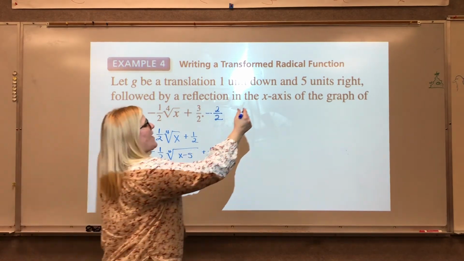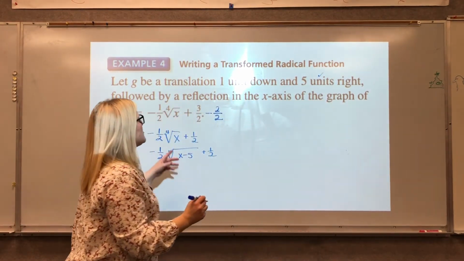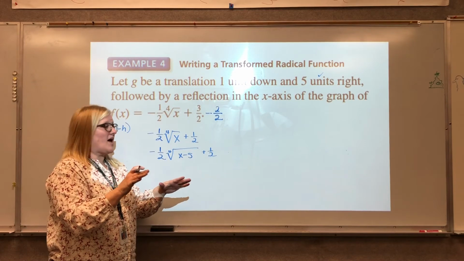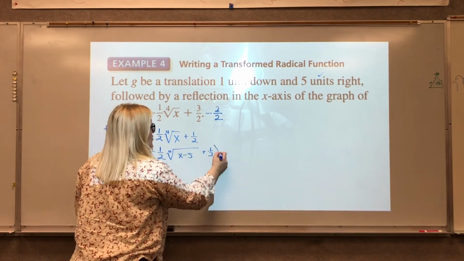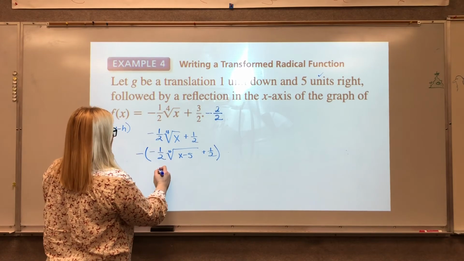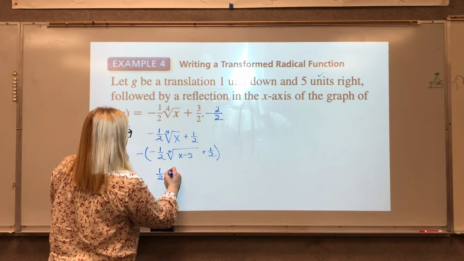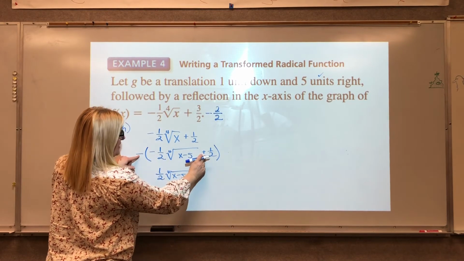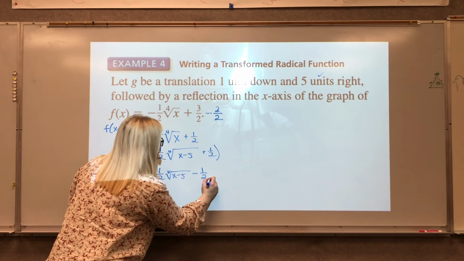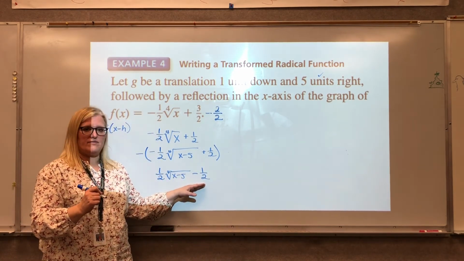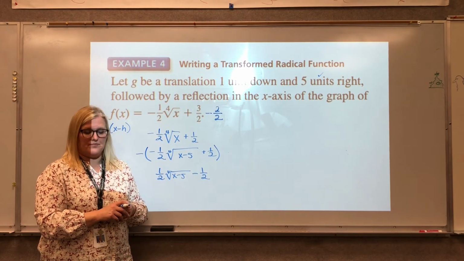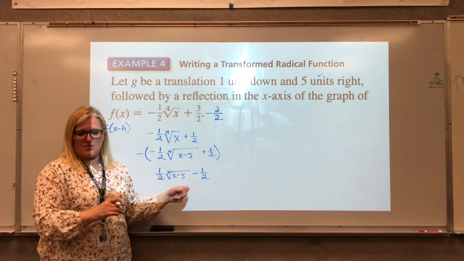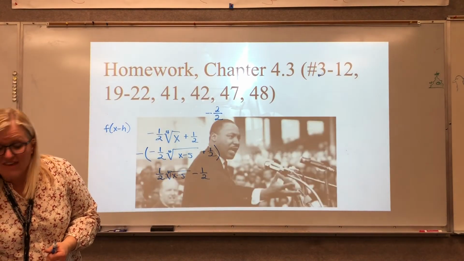And then finally, so we did that one. Finally, they want us to reflect it over the x-axis. So we're going to multiply the whole function by a negative. So if I multiply it by a negative, this becomes a positive. So I have positive 1/2 4th root of x minus 5, and then this negative affects this one. So then I have minus 1/2. And that would be the answer to this one. So it started with this, I transformed it in 3 different ways, and I ended up with this. And that's what I have.